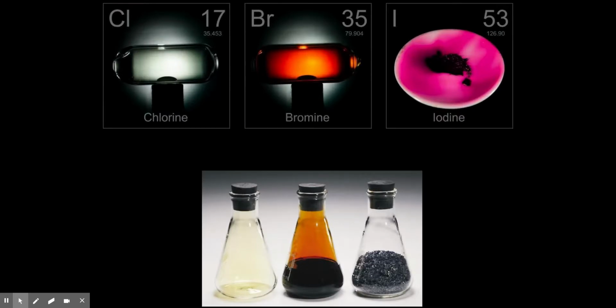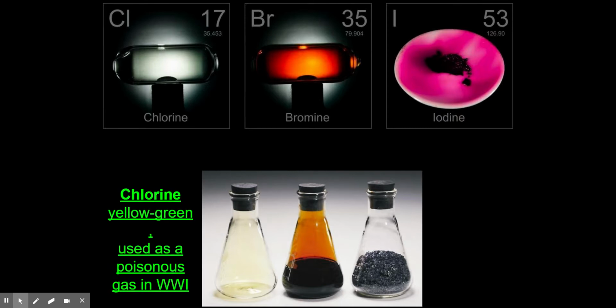And here's an example of what those different elements in the halogens look like. We have chlorine there. It's kind of a yellowish gas. We have bromine, which is a brownish, reddish liquid. And then we have iodine, which is a kind of grayish solid, but it will turn into a vapor pretty easily, and that is a purple gas when it turns into a gas.